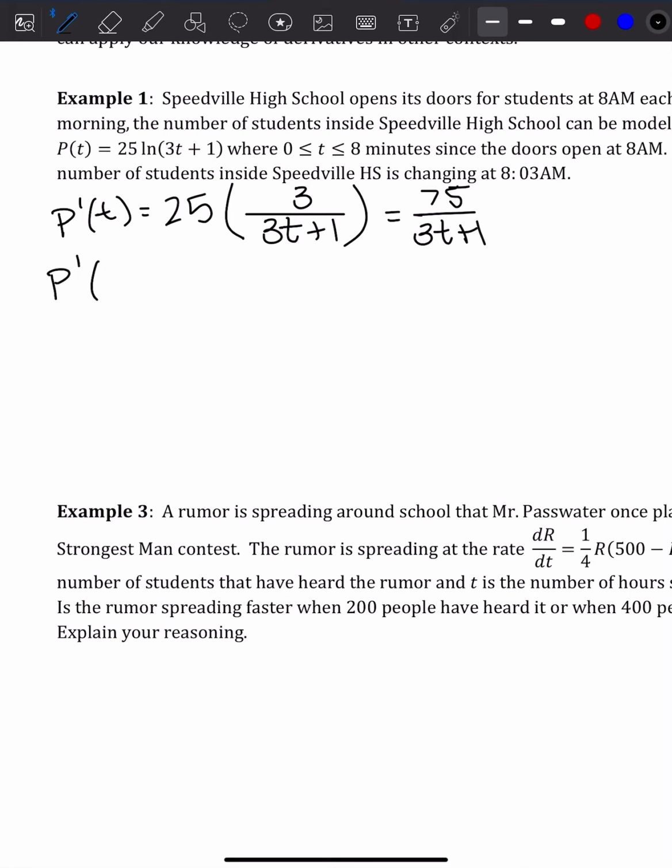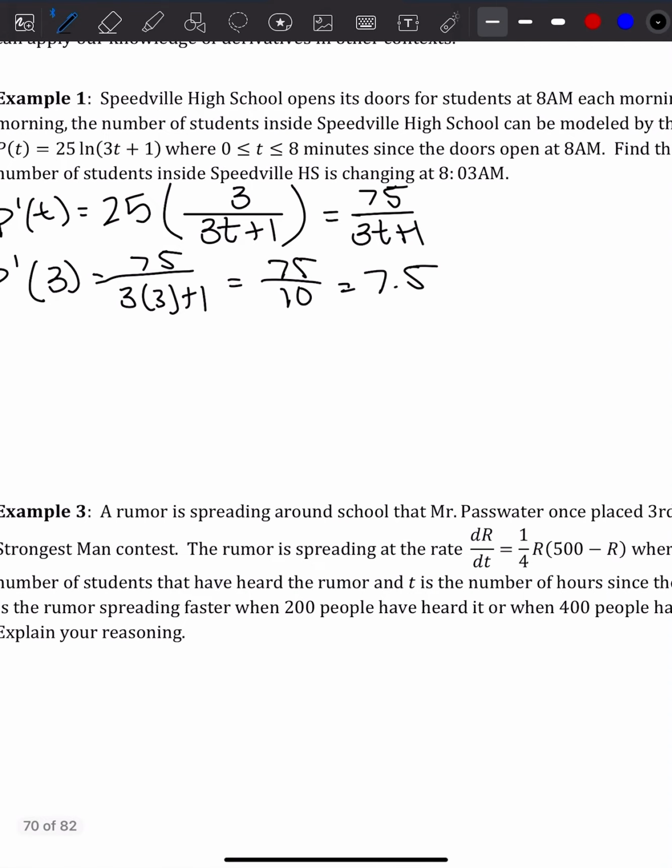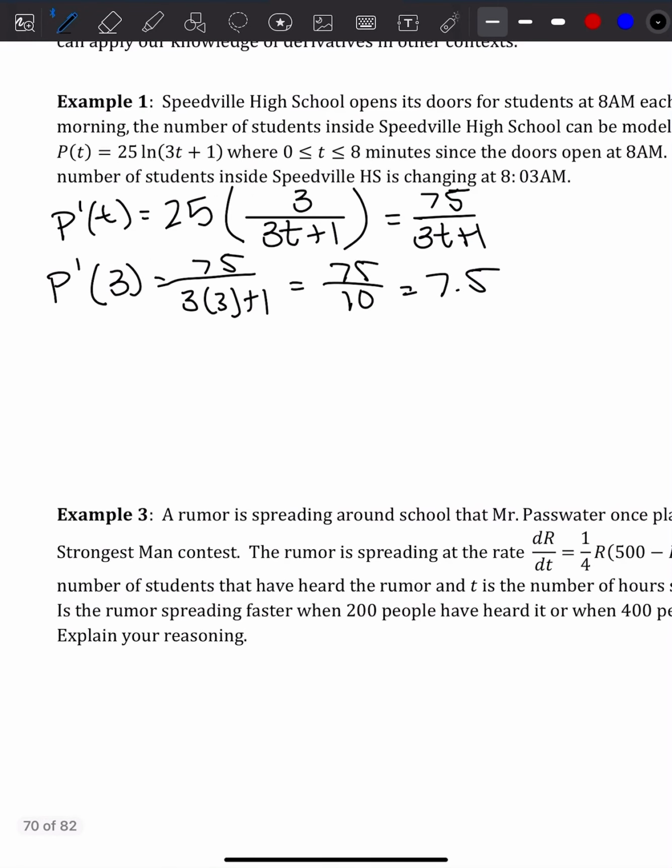We're going to go ahead and plug in 3 because it's 8:03, 3 minutes after 8 o'clock. This gives us 75 over 9 plus 1, which is 10, so 7.5. This would be looking at our units, number of students per minute. So looking at this, the number of students in the high school is increasing at a rate of 7.5 students per minute at t equals 3 minutes.